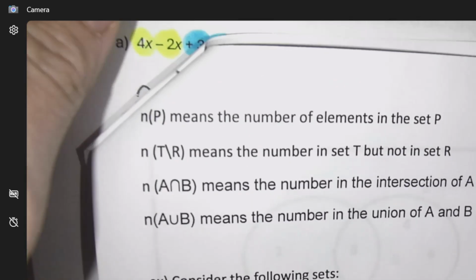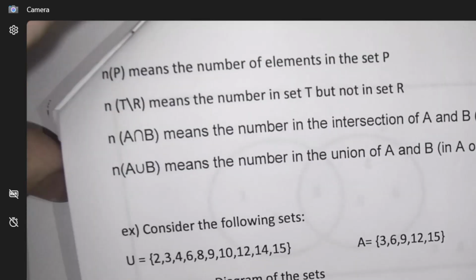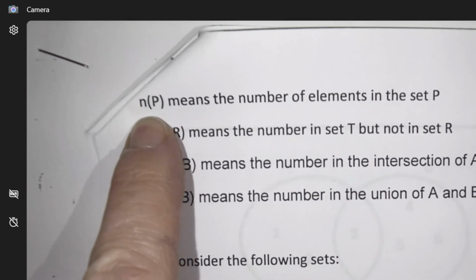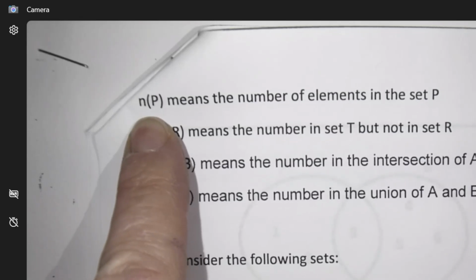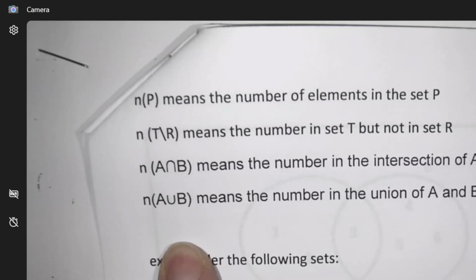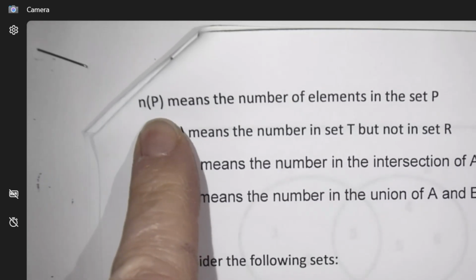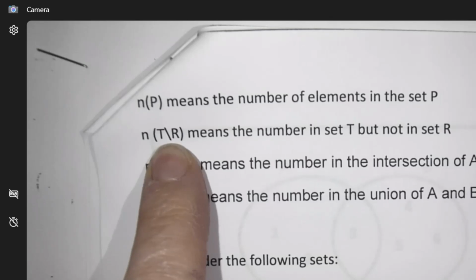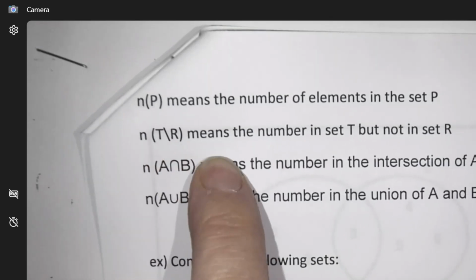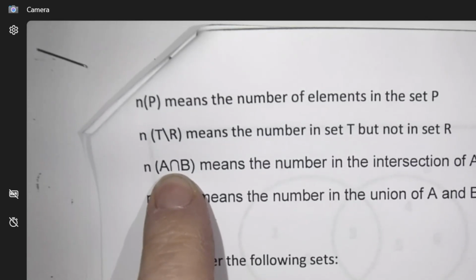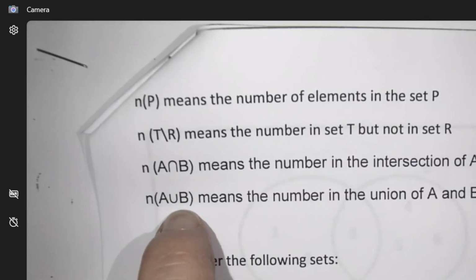Okay, so this is just some symbol stuff here. When you put an N in front of something, it means the number of items in. The number of items in P, that would just be this one. This means the number of items in T, but not in R. You guys learned this one, A and B, or.